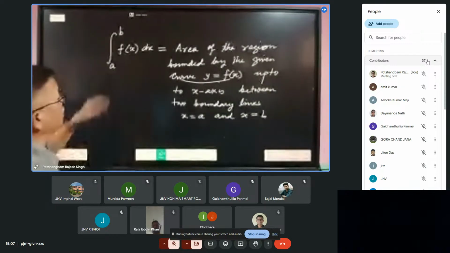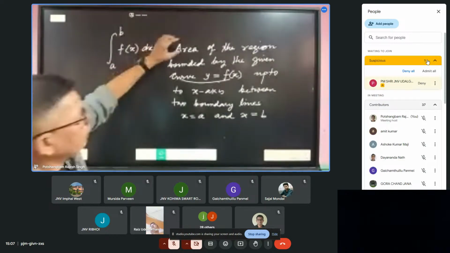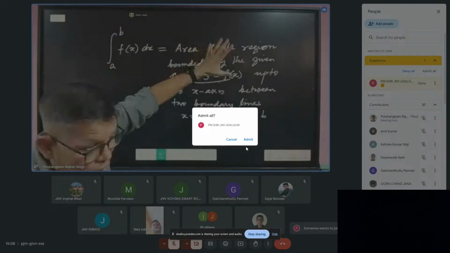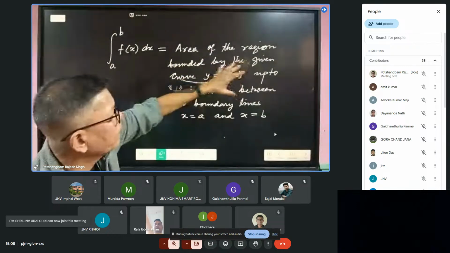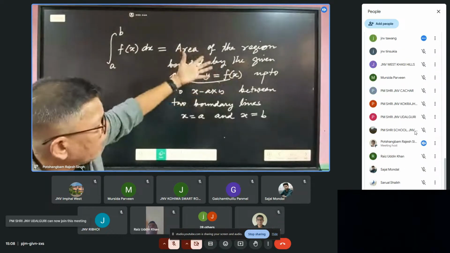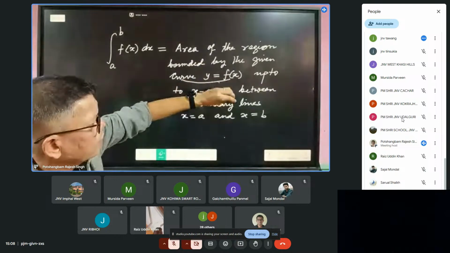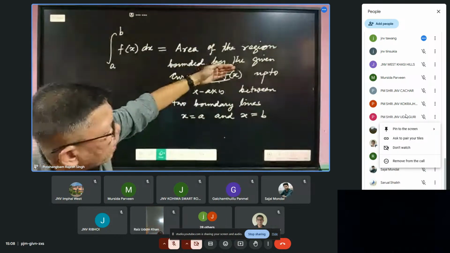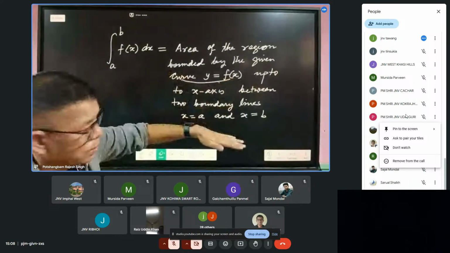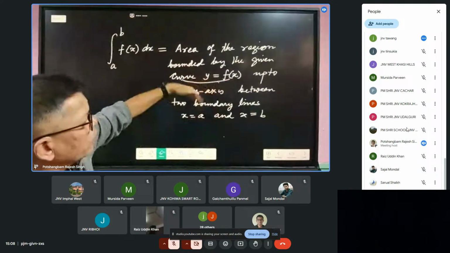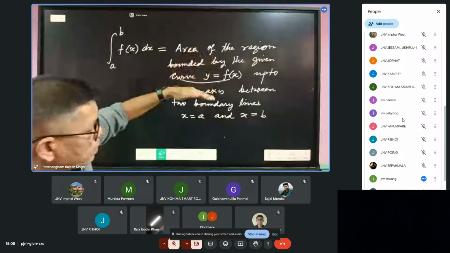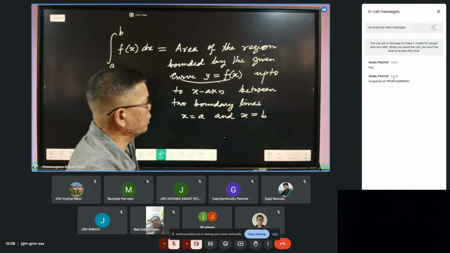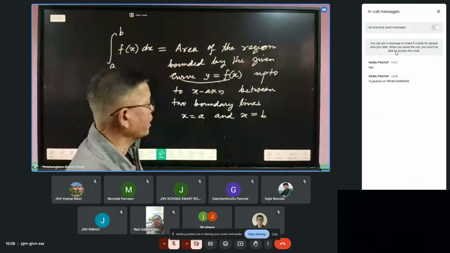What does this definite integral represent? That area. What area? The area of the region bounded by the given curve. What curve? The curve may be a line, a parabola, a circle, or an ellipse. And the area of that curve should be bounded up to either the x-axis or the y-axis. For the time being, we are discussing only the region up to the x-axis. But after some days, we are going to discuss it again with respect to the y-axis also.